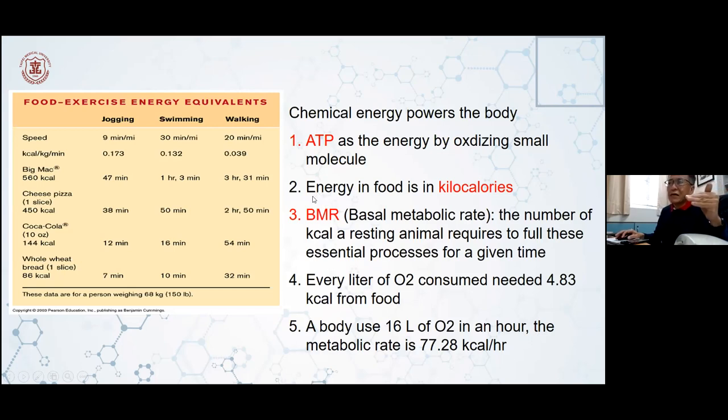So I just want to mention that we intake food and digest the food using enzymes, which takes a long time. Finally, we need the energy to power our body.